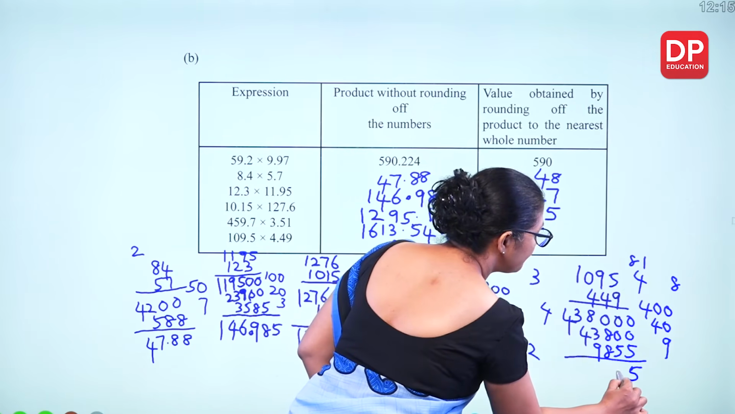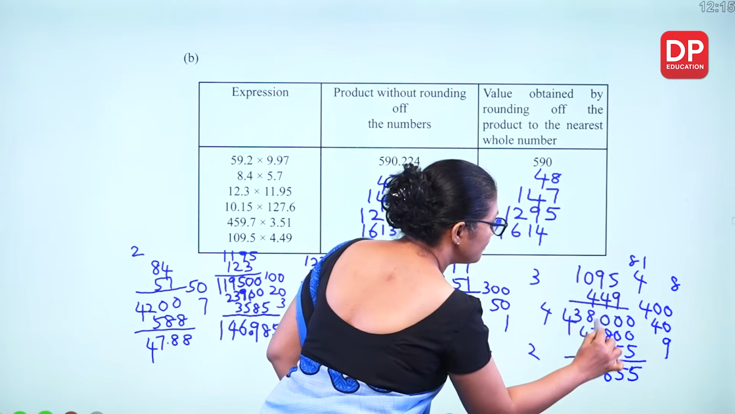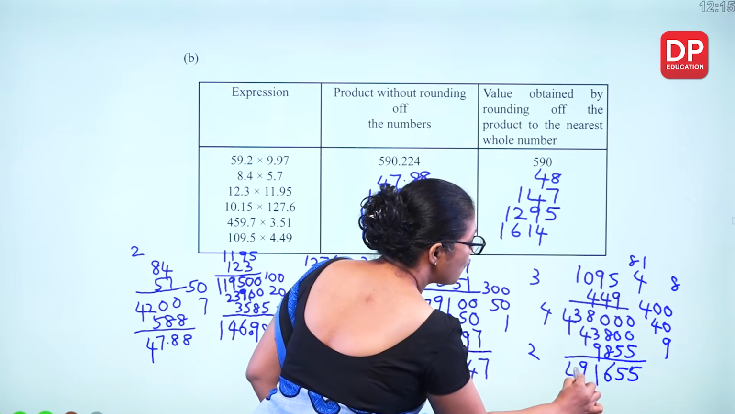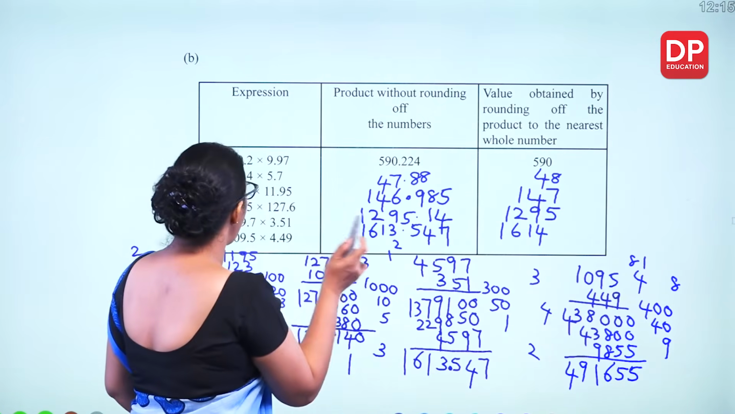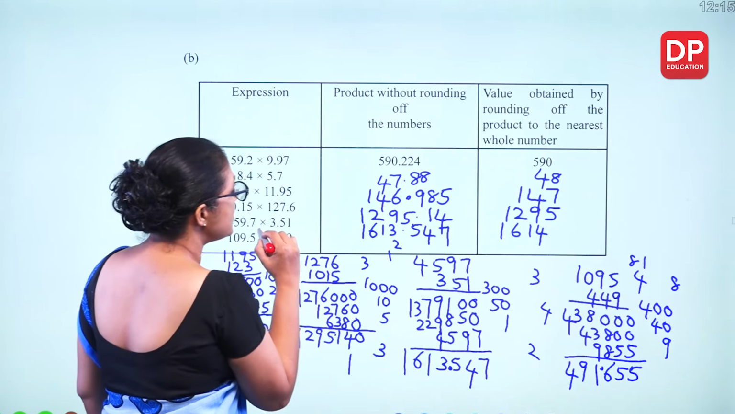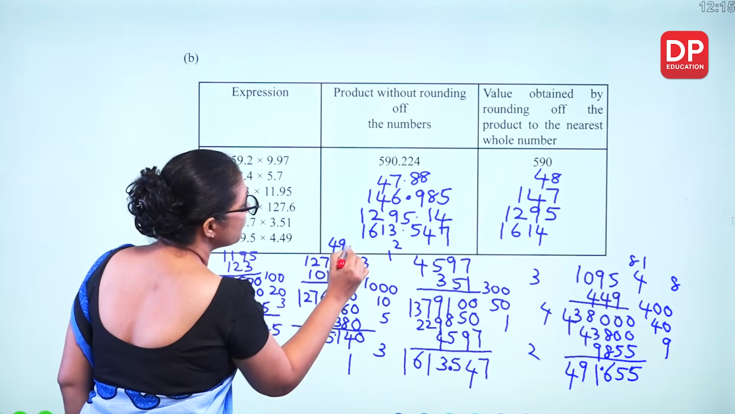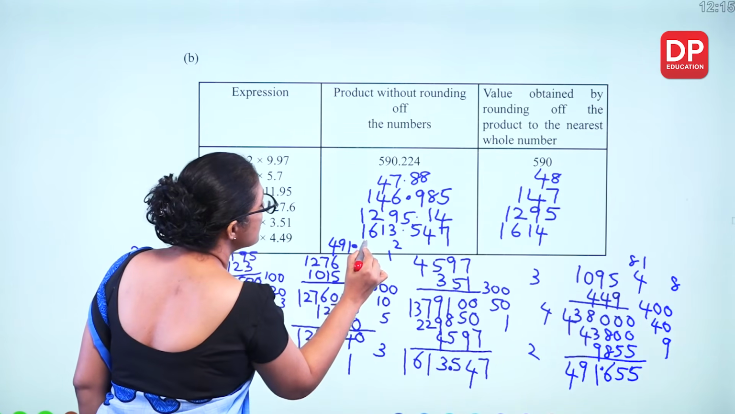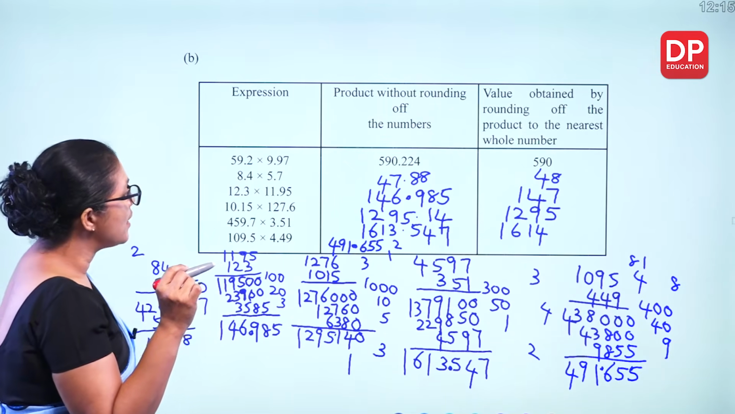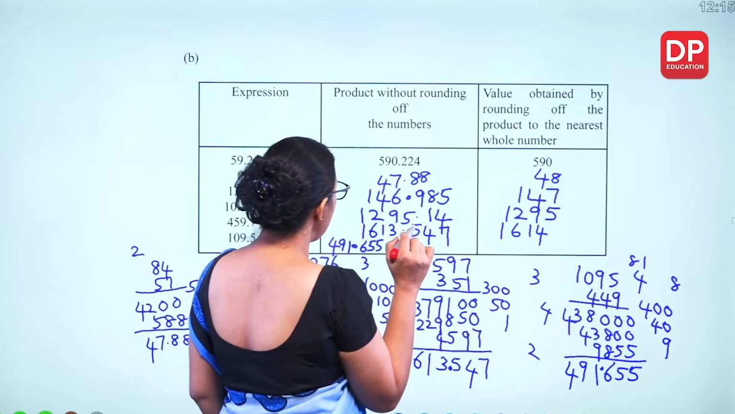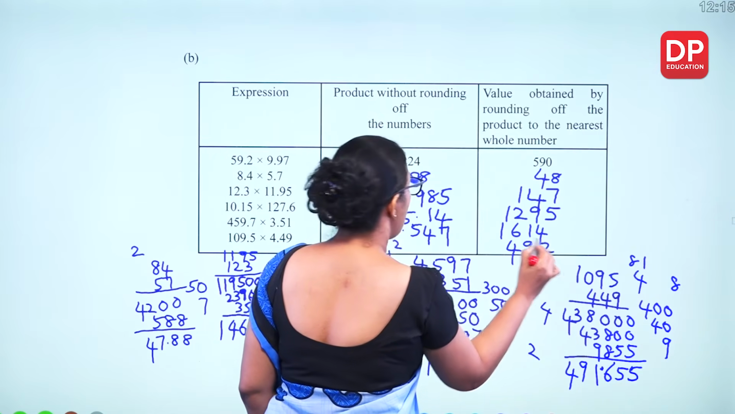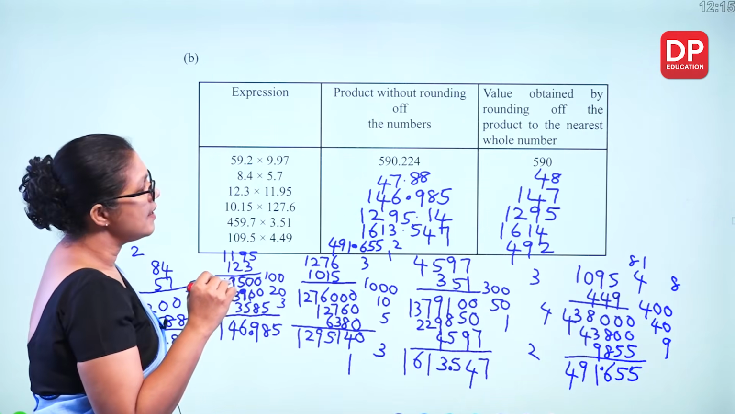When you add it, two remaining, 9, 4. So how many decimal places? 3 places you have to keep. 491.655. When you round it correct to the nearest whole number, you get 492. 492 as the answer.